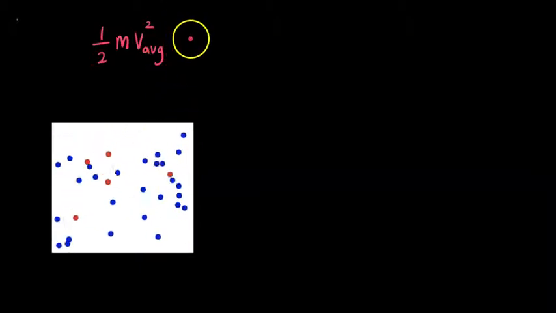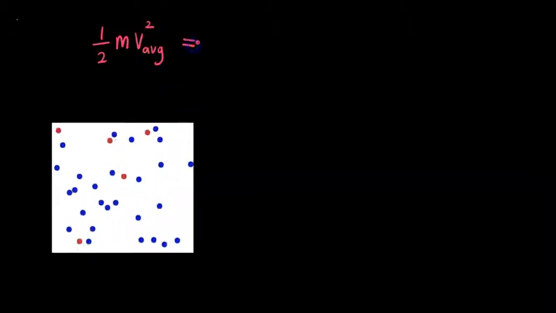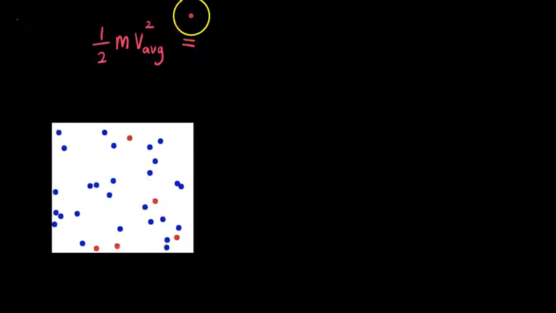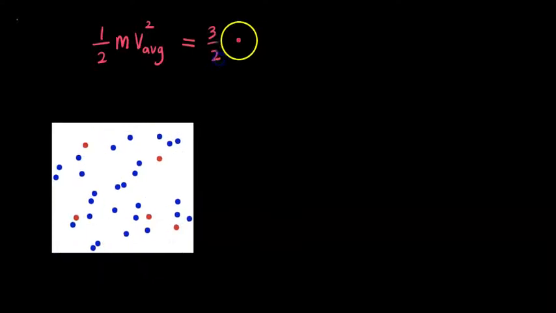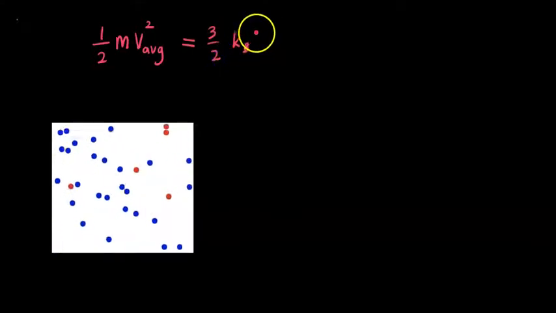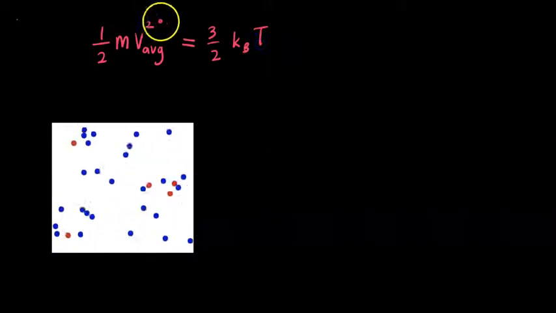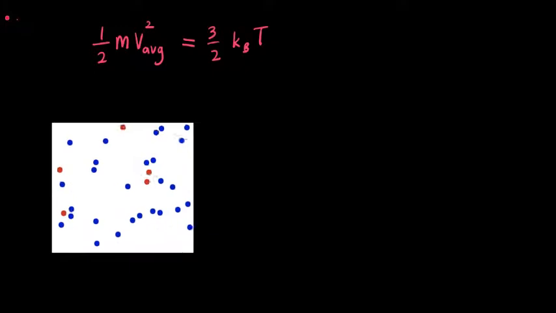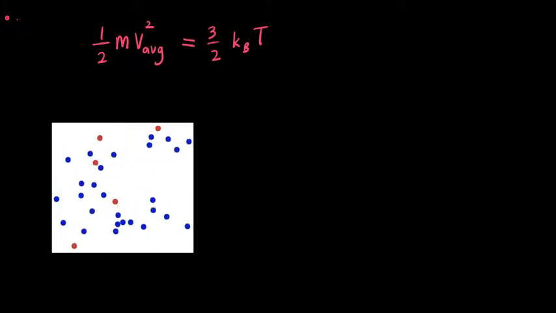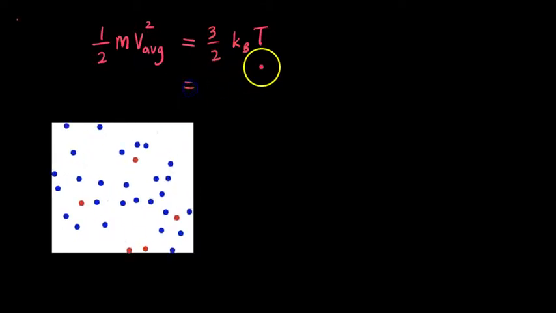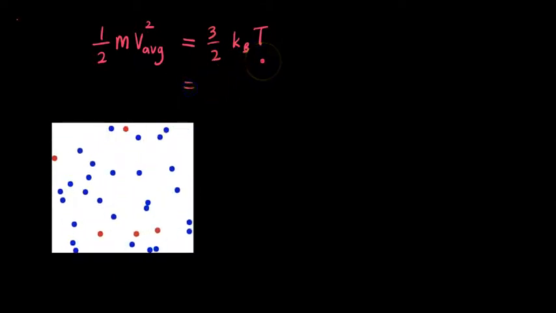I'm not going to tell you how this is derived, but 1 over 2 m v squared is equal to 3 over 2 small k, the Boltzmann constant, times temperature. So this is the equation. So the kinetic energy is related to gas, right? Why is it related to gas? Because k_B is R over N_A.